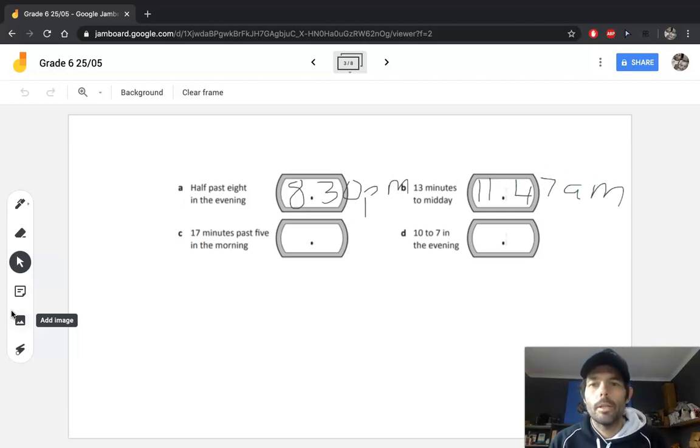C, 17 minutes past 5 in the morning, so that's going to be 5:17 AM. And then 10 to 7 in the evening is going to be 6:50, and we need to write PM. Okay, it's not necessary to write 08:30 for A or 05:17 for C, because we've got AM and PM. We don't need the two digits for the hours because of the AM and PM.